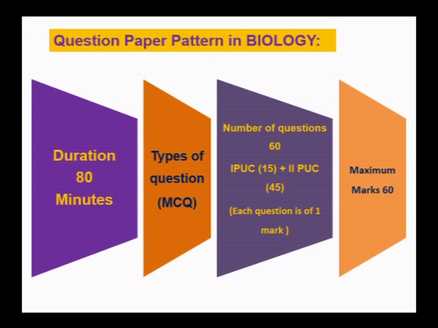Approximately 15 questions from first PU syllabus and major 45 questions from second PU syllabus. Each question is of 1 mark and maximum marks 60.